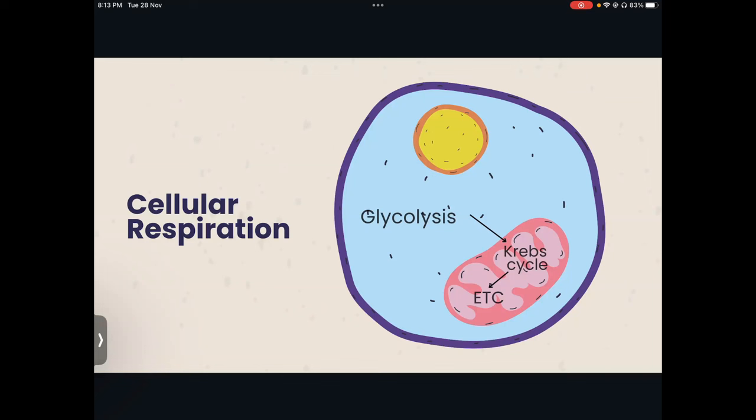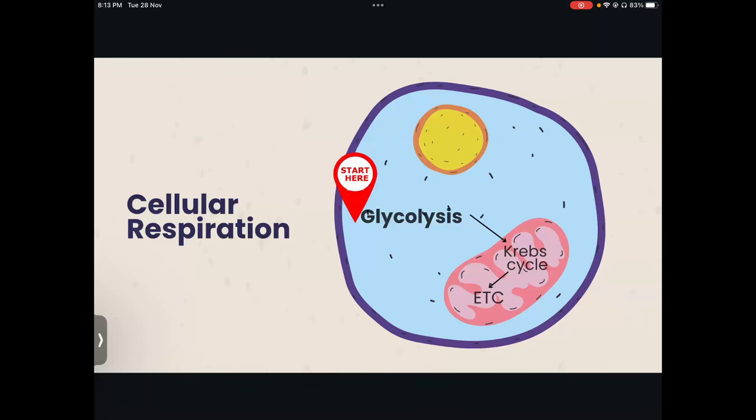Cytoplasm. Yes, the cytoplasm, perfect. And then it goes on to the Krebs cycle, and then the electron transport chain, which by the diagram happen in the mitochondria. Perfect. So in this lecture, I'm going to be teaching you glycolysis, not the rest of this, but the upcoming sessions will be on the Krebs cycle and then the electron transport chain. So this is where we start, right?